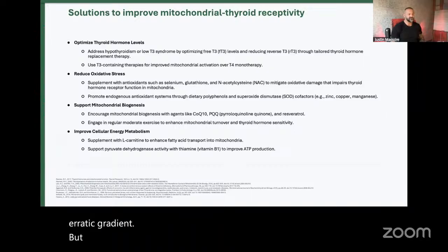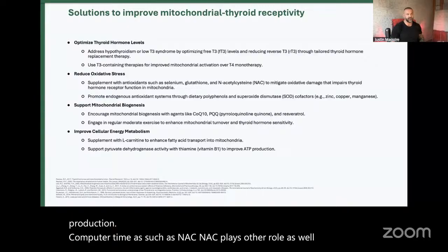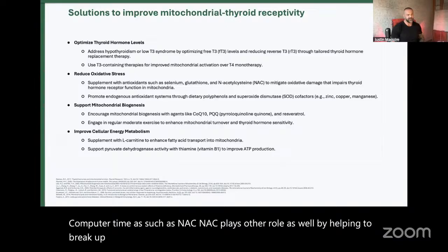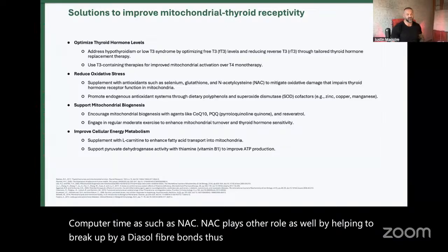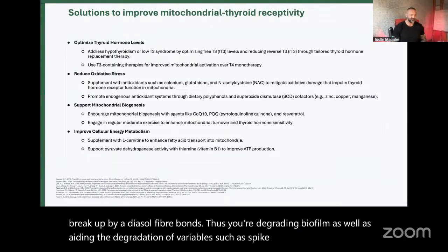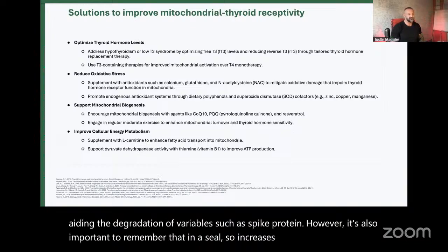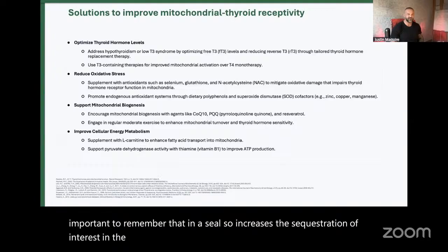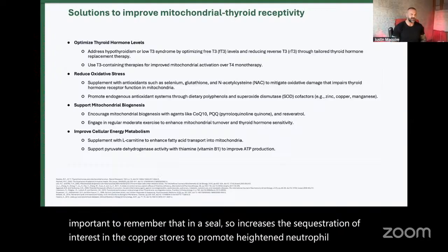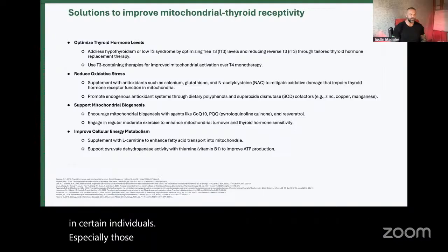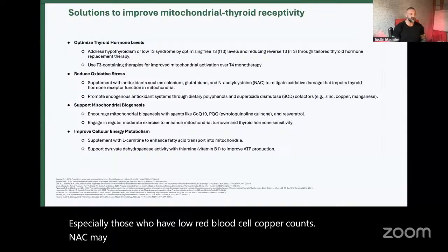But then again, also, for example, the utilization of a precursor to the production of glutathione, such as NAC. NAC plays other roles as well by helping to break up disulfide bonds, thus degrading biofilm, as well as aiding the degradation of variables such as spike protein. However, it's also important to remember that NAC also increases the sequestration of intracellular copper stores to promote heightened neutrophil activity. So in certain individuals, especially those who have low red blood cell copper counts, NAC may be somewhat counterproductive in the support of a highly oxidative state.